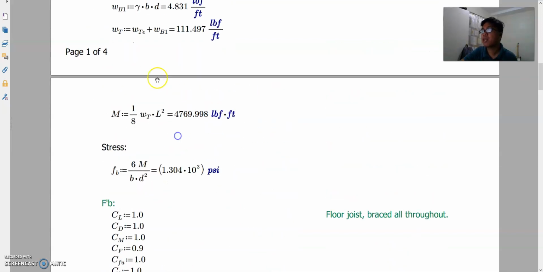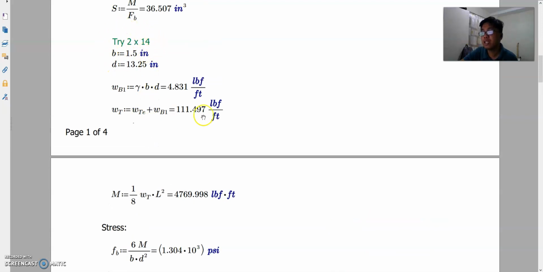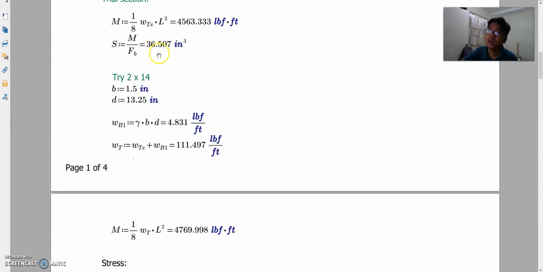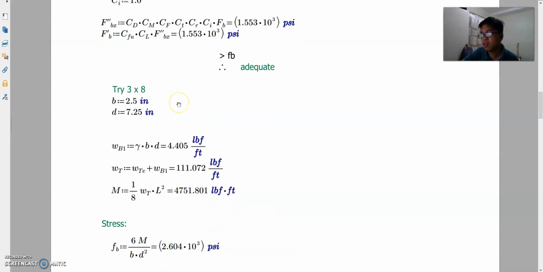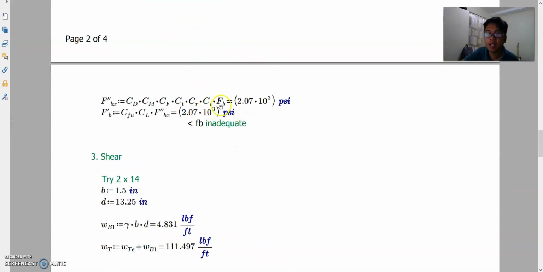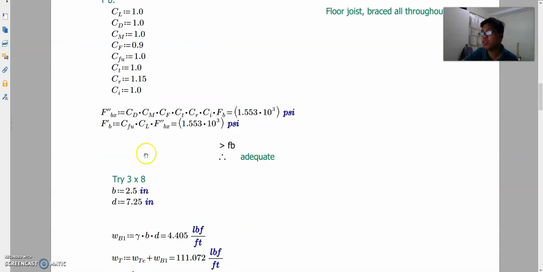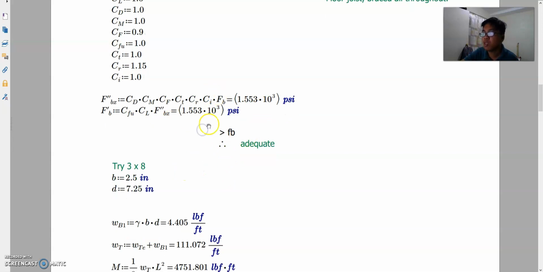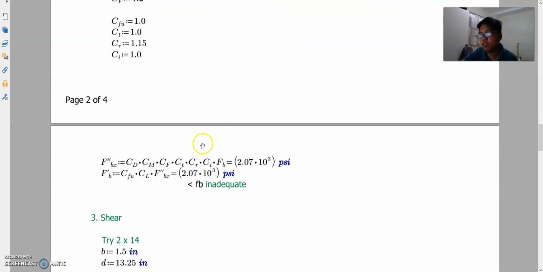Since that was our first trial section, and we know that it is the smallest beam in which S is passing, then we are sure that 2 by 14 is the most economical section, right? But just to show that it really is, I included a 3 by 8 here, the next smaller section, and we can see that it is still inadequate. But your solution could have stopped at this point because it was the first section that passes in section modulus, the smallest one. And so you could have stopped here and your solution would still be complete.